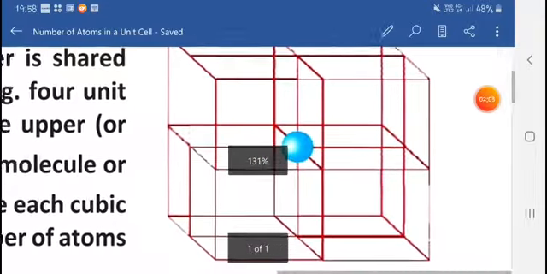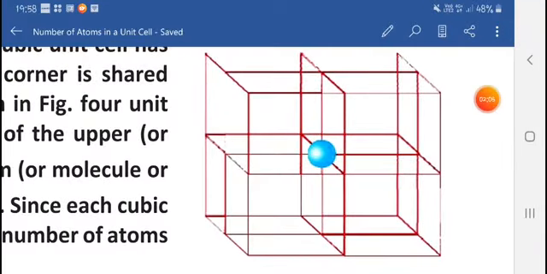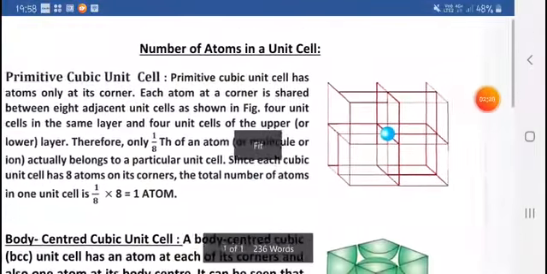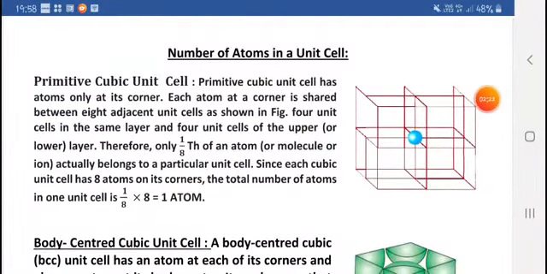So in total, this atom is shared by 8 unit cells. So its contribution to any one particular unit cell is 1 by 8. If we want to calculate the total number of atoms present in a particular unit cell, then we have to multiply its contribution, 1 by 8, by the number of corners.